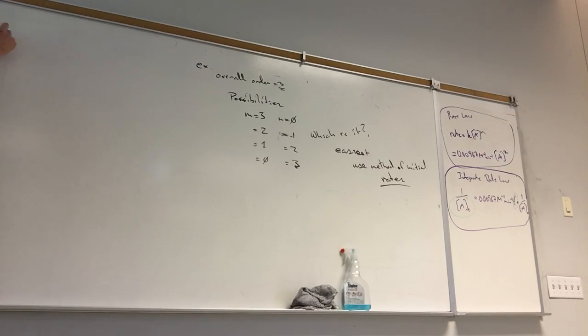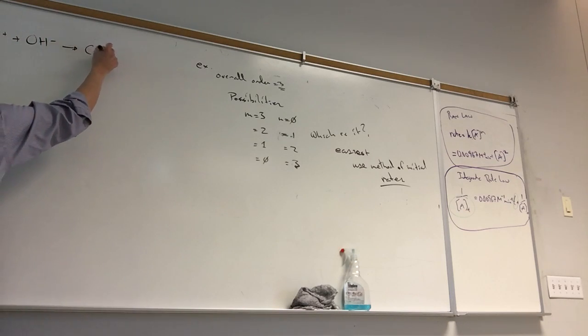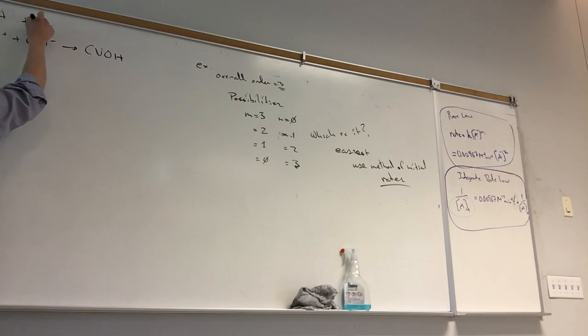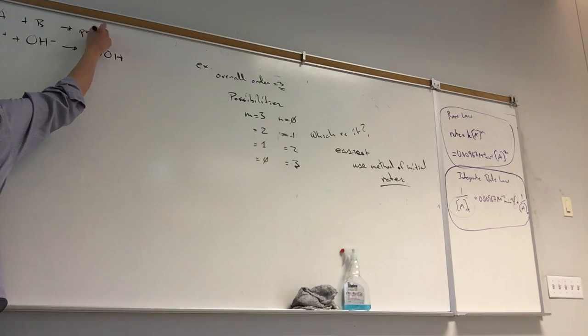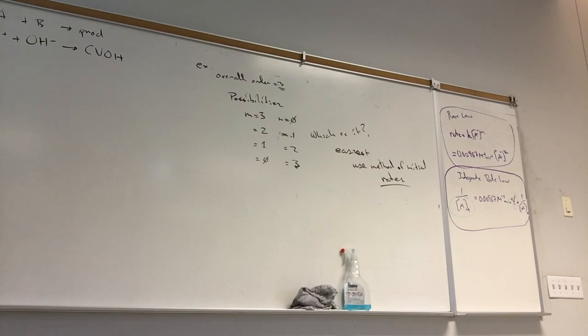But let's try that in our reaction. We did crystal violet plus hydroxide. This yields crystal violet hydroxide. So this is an A plus B yields product, and so we have 2 reactants. And so what we did was we made some plots. We did the concentration of crystal violet versus time. When we look at the concentration of crystal violet versus time, it was a curve, right?